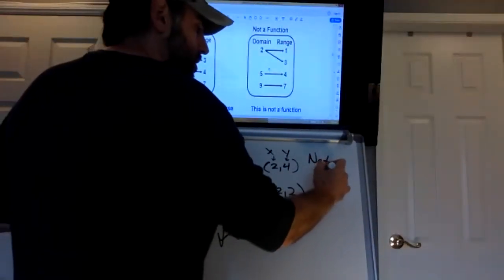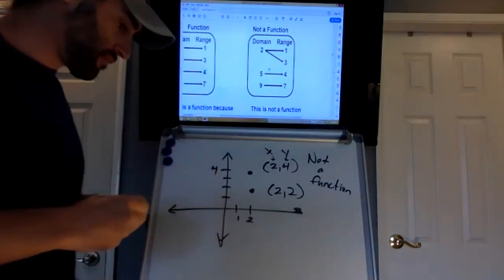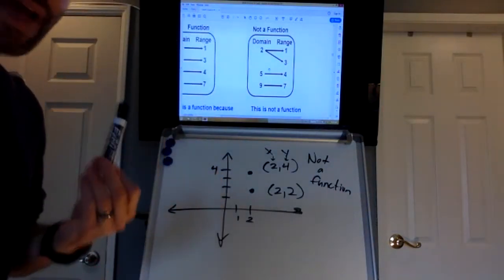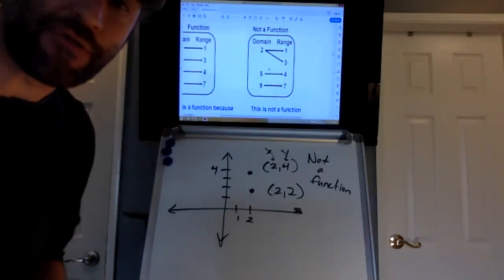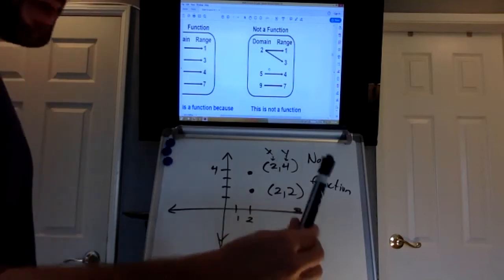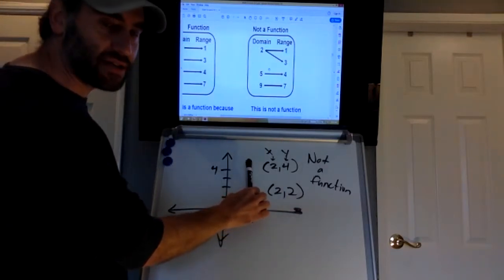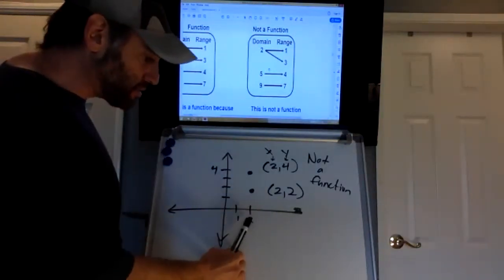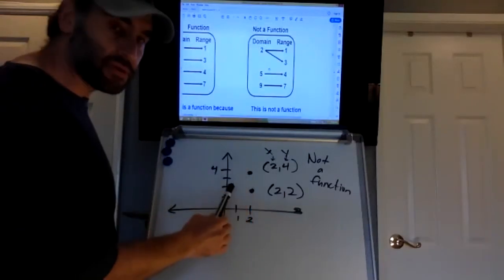If they're on the same y, like on the same y plane but with different x's, then that's a function. But graphically, there's a test. It's called the vertical line test. Take your pencil and put it on the graph. If it touches more than one point at a time, it's not a function because the x value 2 has 2 different y values.